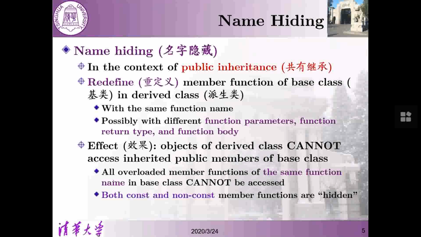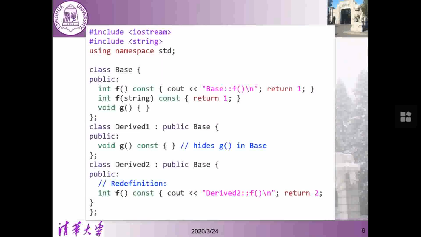All overloaded member functions cannot be accessed. Both const and non-const member functions are hidden. They cannot be accessed. So here is a more detailed example.